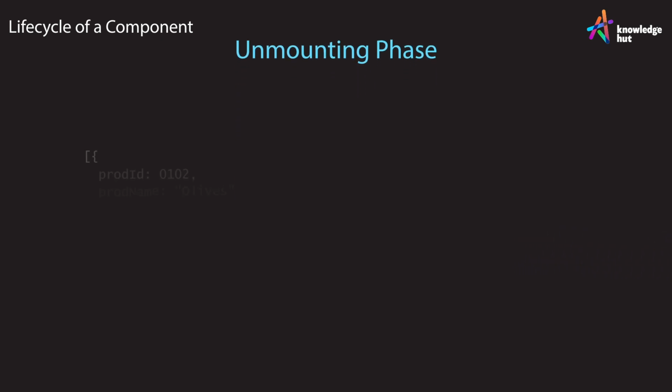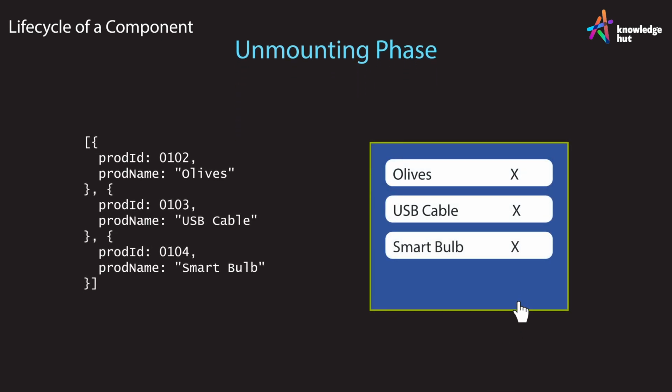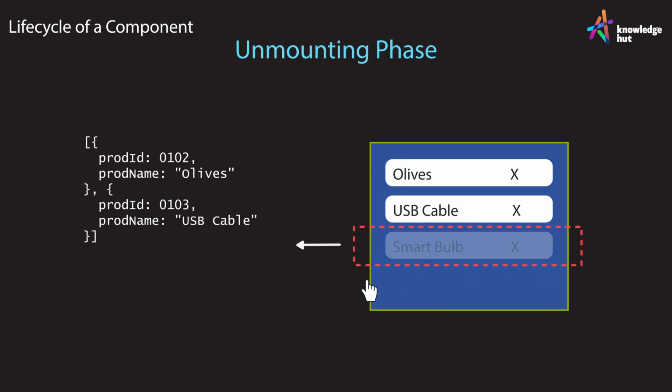So let's say we have a list of products in our cart and the user decides to remove an item from the list. Clicking the remove button updates the array in the state, removing the product, which causes the list item for that product to be removed from the DOM. This is when the unmounting phase occurs.